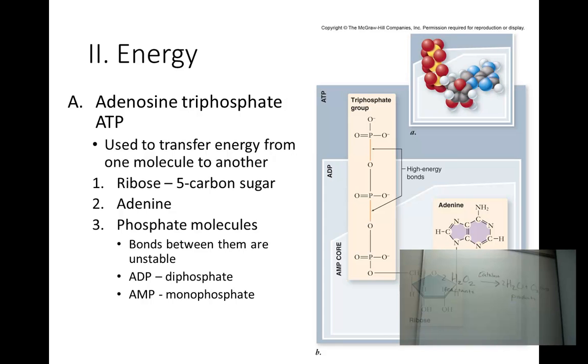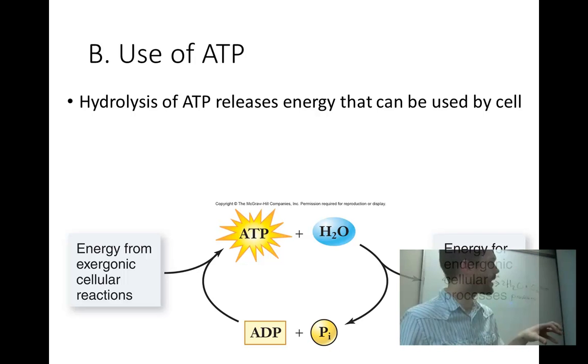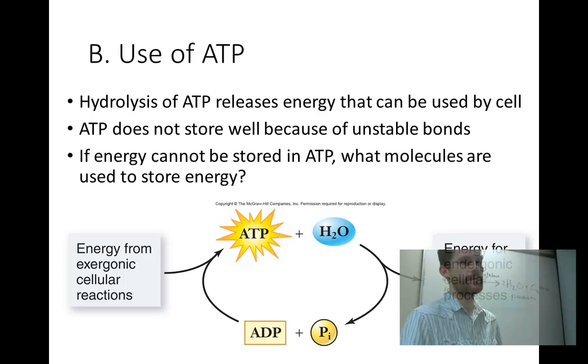These bonds are what hold the potential energy, which can be converted into kinetic energy, which will be used in the cells for whatever metabolic processes are needed. Okay, we talked about this a little bit before about the different types of reactions. Hydrolysis of ATP releases energy. So hydrolysis requires water. You add water, and then you can remove one of the phosphate molecules, and that also releases energy. Mentioned this before, ATP doesn't store very well because the bonds are unstable.